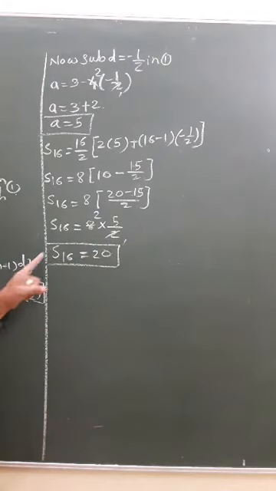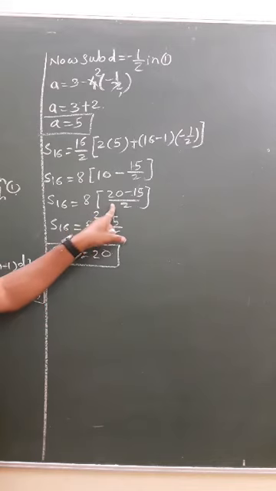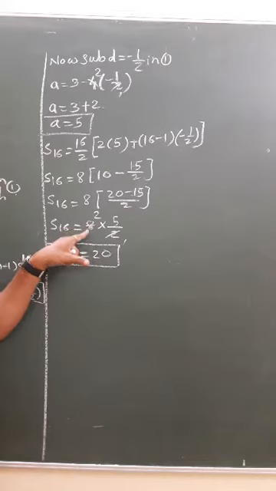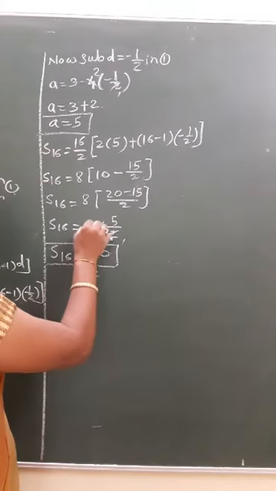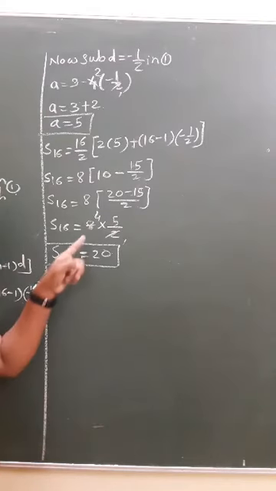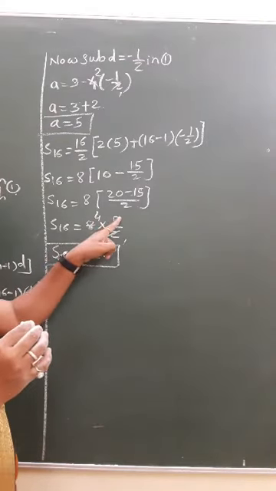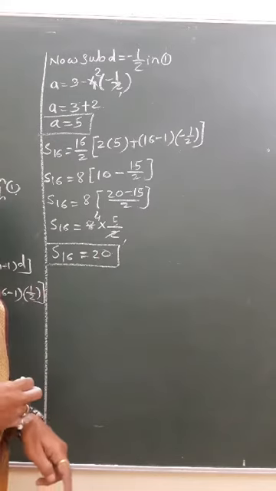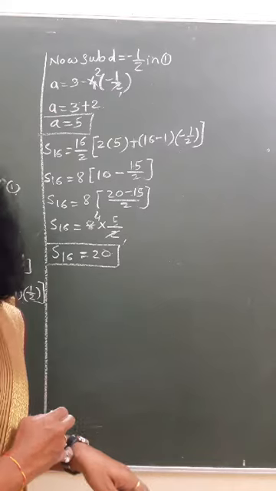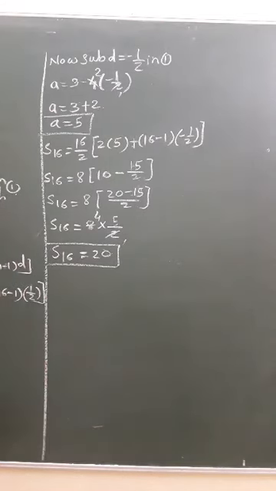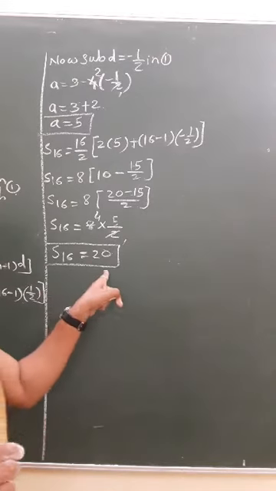So the sum of the 16 terms here is 8 into 5 by 2, 4 5s are 20. Okay, so S16 we got here is 20. Here we got the total sum of the 16 terms in two cases: the first is 76 and the second is 20.